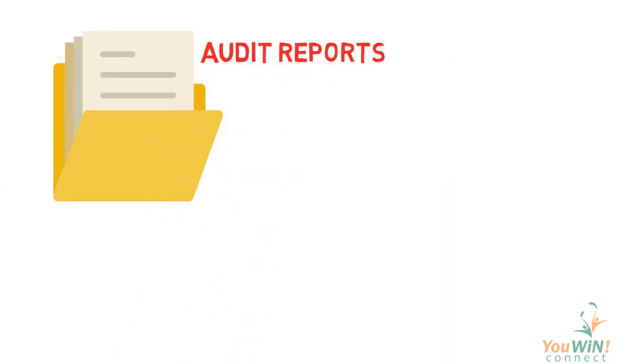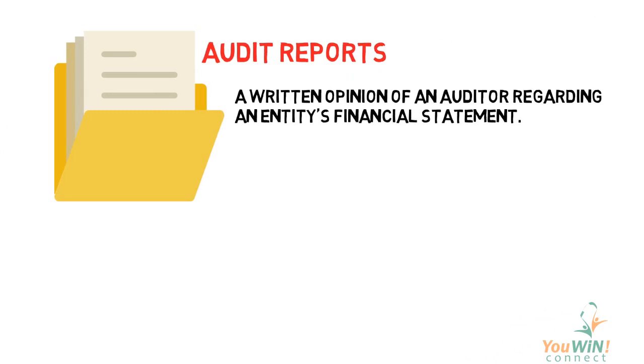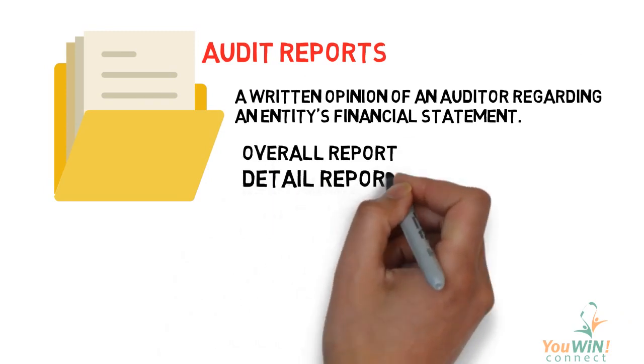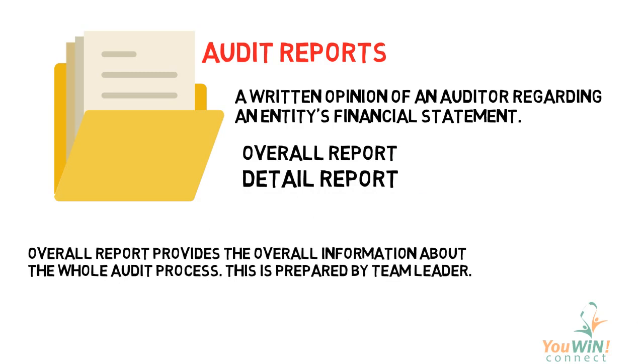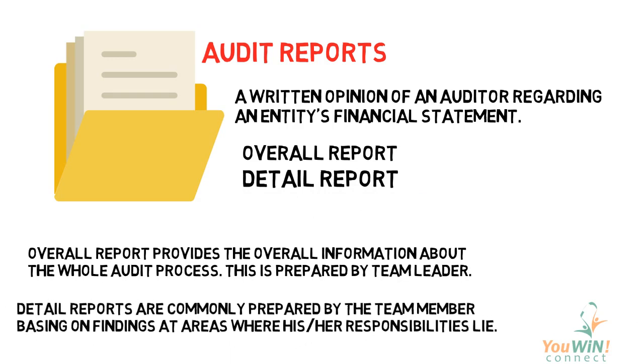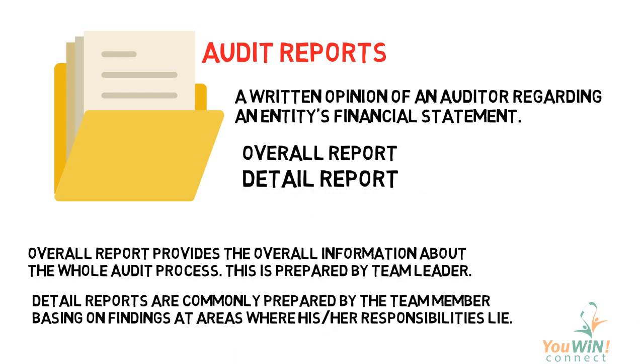Let's discuss briefly what an audit report is and the two types of audit reports. An audit report is a written opinion of an auditor regarding an entity's financial statements. And there are two types of audit reports. Number one, the overall report, and number two, the detailed report. The overall report provides the overall information about the whole audit process. This is prepared by the team leader, whereas the detailed report is commonly prepared by the team members, basing on findings at areas where his or her responsibilities lie.